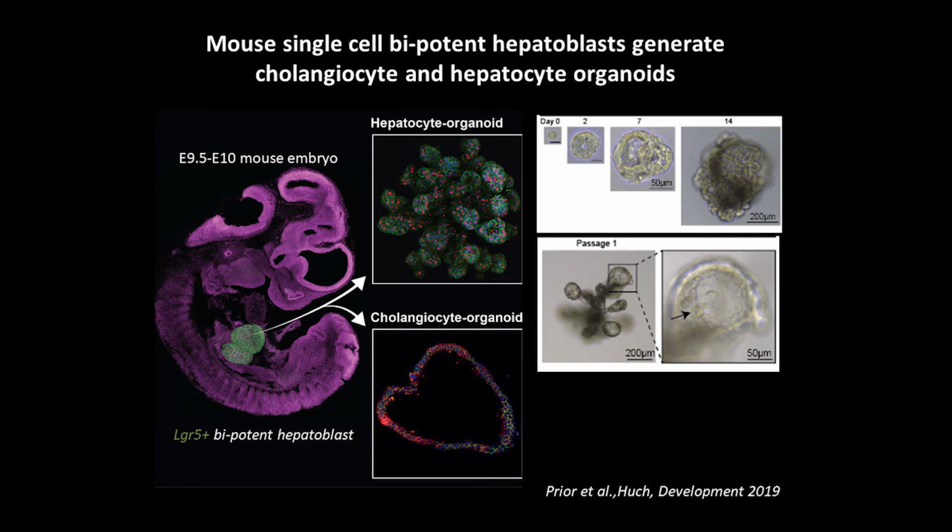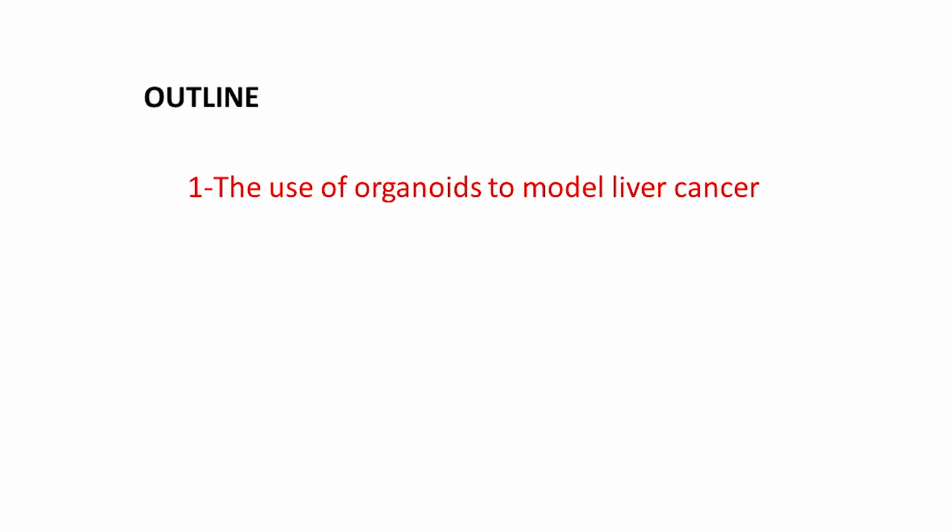But yet, if you take these E10.5 LGR5 positive cells in a clonal manner, you can grow them as hepatocyte organoids. But if you put the same LGR5 positive cells in a cholangiocyte media, now you get cholangiocyte organoids that look very similar to the adult ones, a single-layer epithelium of ductal cells. So what I want to explain to you today is how we've used organoid technology to model liver cancer, and maybe how we are exploiting it to understand cellular plasticity, particularly in human liver cancer.